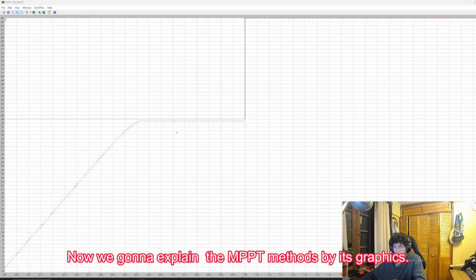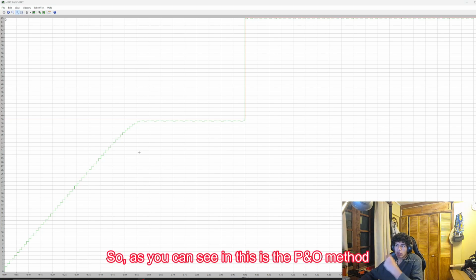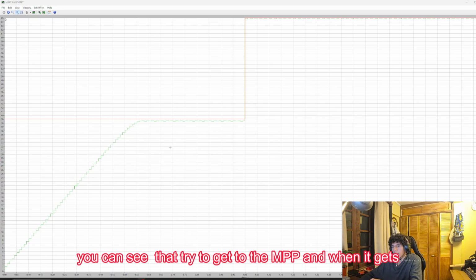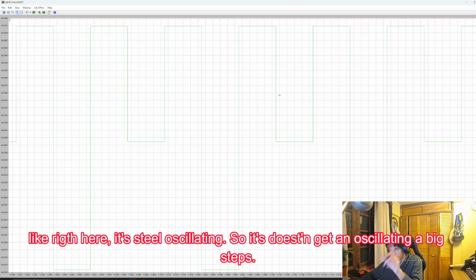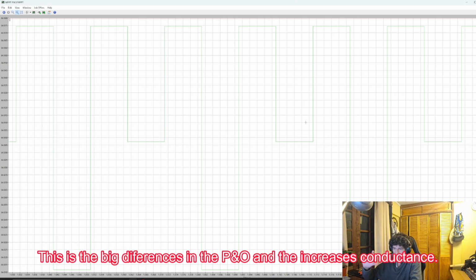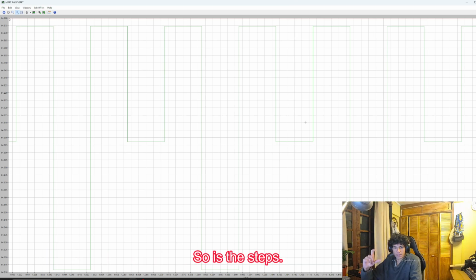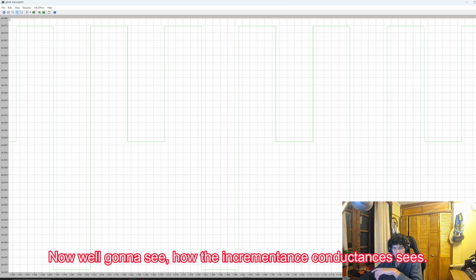Well, now we're going to explain the MPPT methods by their graphics. So, as you can see, this is the P&O method, or perturb and observe. You can see that it tries to get to the maximum power point, and when it gets there, like right here, it still oscillates, so it doesn't oscillate at big steps. This is the big difference between the P&O and the incremental conductance. So it's the steps. Now we're going to see how the incremental conductance looks.